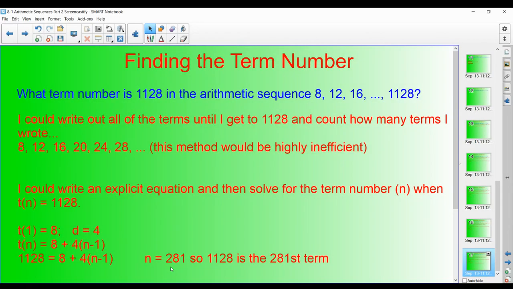So I can use the sequences to write out the terms. I can use my sequences to write an equation, and then I can find out what term number anything is. And that's arithmetic sequences.